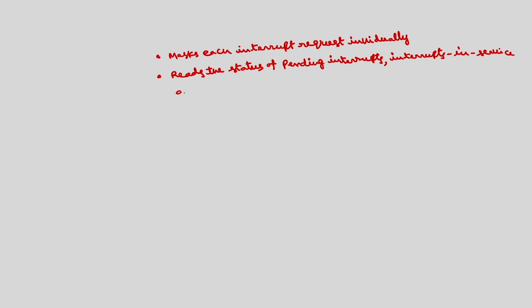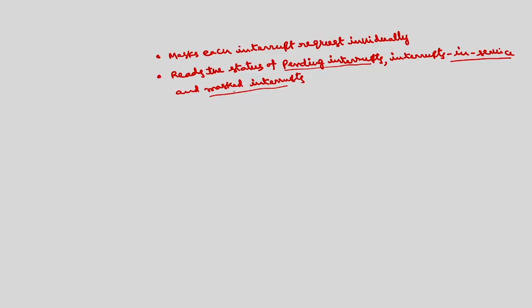And masked interrupts. There are three types of interrupts, you can see here: pending interrupts, in service interrupts, and then masked interrupts. The in service interrupt is obvious from the definition itself, the interrupt which is currently being serviced, and there are some pending interrupts, there are some masked interrupts. Pending interrupts will be in the queue. So, after the in service interrupt process is over, it will take the pending interrupts.